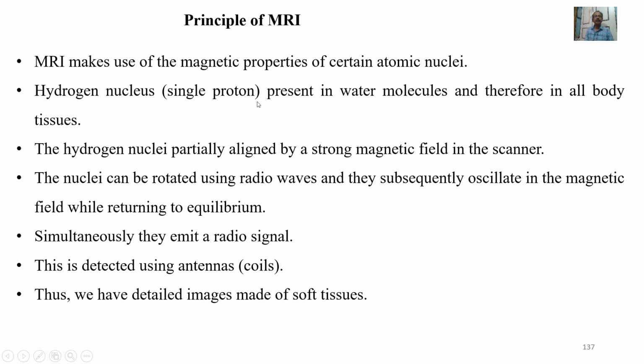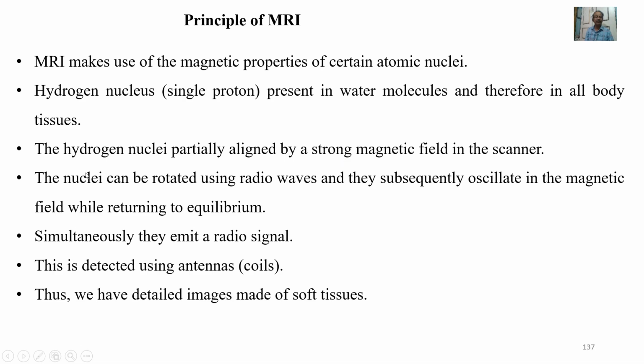Principle of MRI. MRI makes use of the magnetic properties of certain atomic nuclei. The hydrogen nucleus, that is a single proton, is present in water molecules and therefore in all body tissues. The hydrogen nuclei are partially aligned by a strong magnetic field in the scanner.